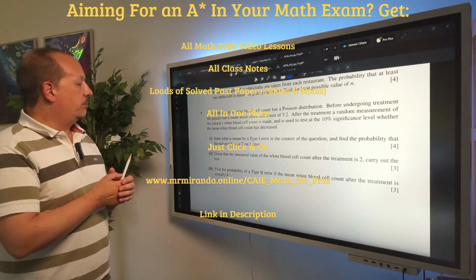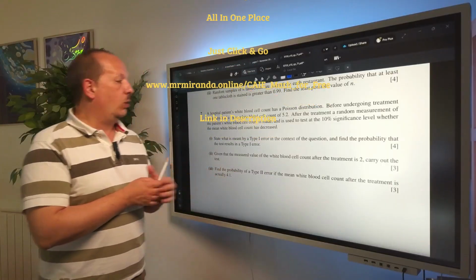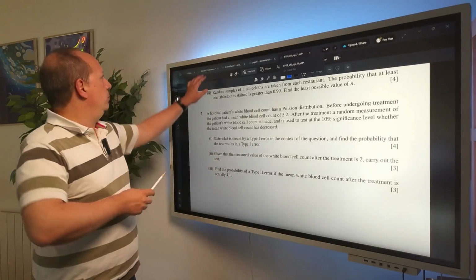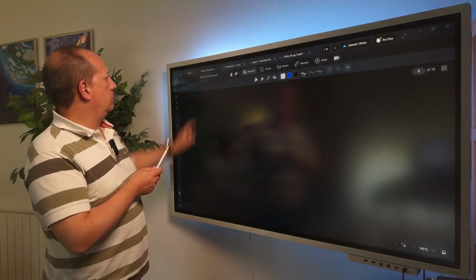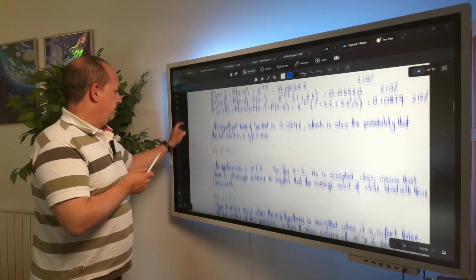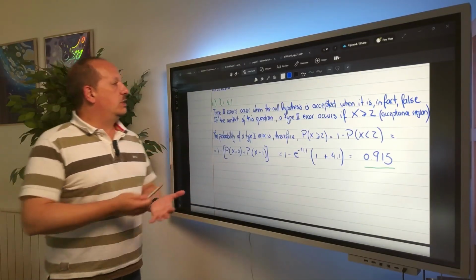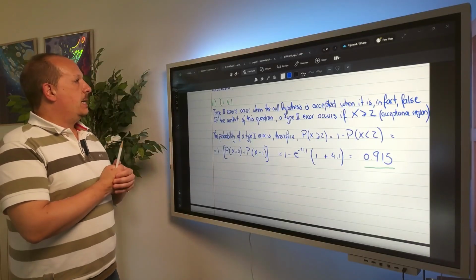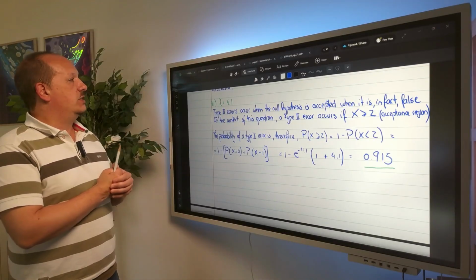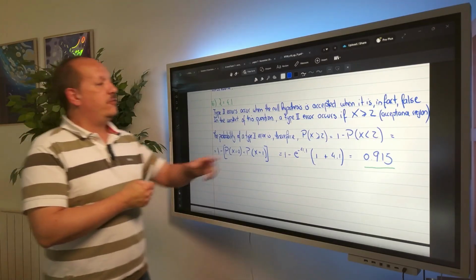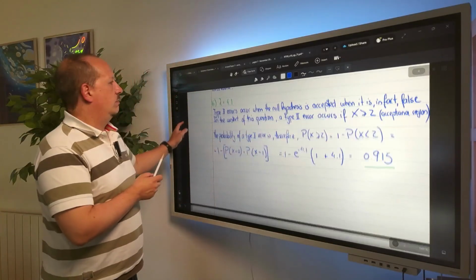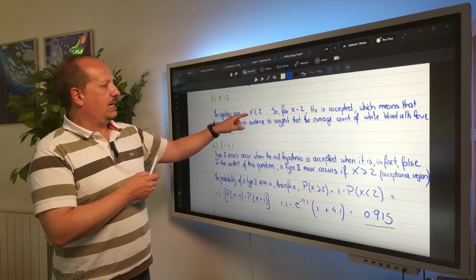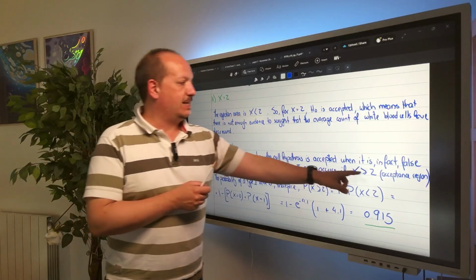Last one, find the probability of a type 2 error if the mean white blood cell count after the treatment is actually 4.1. So here you have the new piece of information that will allow you to calculate the type 2 error, the new lambda. Type 2 errors occur when the null hypothesis is accepted when it is in fact false. In the context of this question, a type 2 error occurs if X is bigger or equal to 2. Okay? Don't forget, the rejection region is when X is smaller than 2. So here is the acceptance region.